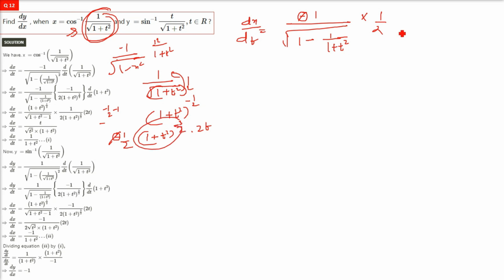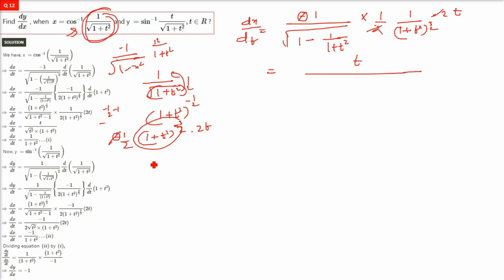So this is half. 1 plus t square to the power 3 by 2 will be in the denominator, because it is 1 plus t square to the power minus 3 by 2. When it goes to the denominator, it will be 3 by 2. And into 2t, 2 gets cancelled. So you will get only t divided by 1 plus t square to the power 3 by 2.